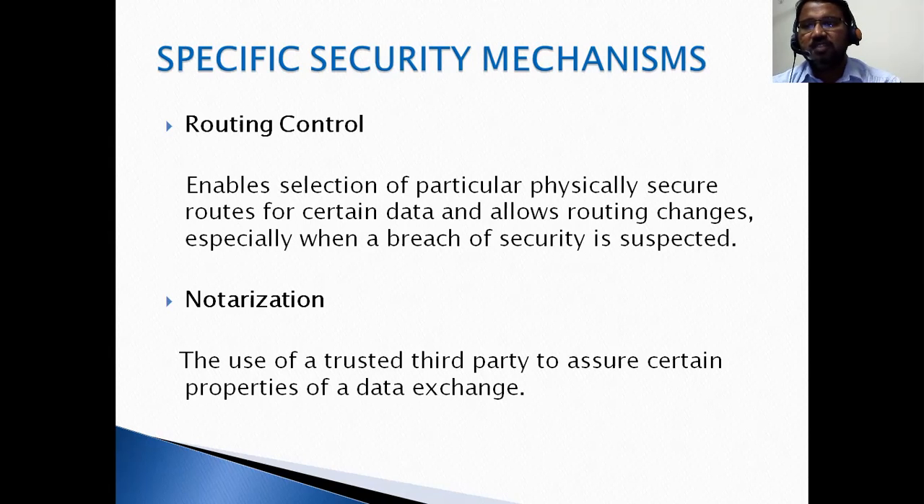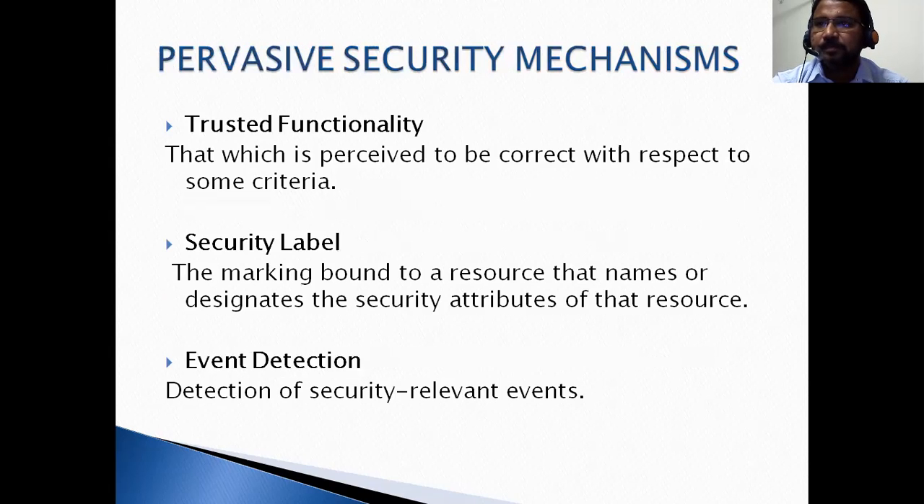And one more advanced feature in the security mechanisms is notarization. Notarization means we use a trusted third party to assure certain properties of the data exchange. Instead of sending the data directly from A to B, if you don't have context or don't know the ID of user B, then we use this third party. The third party verifies the user details of A and B, verifies the message, and transfers the message on your behalf. That is called notarization. Those are all the specific security mechanisms.